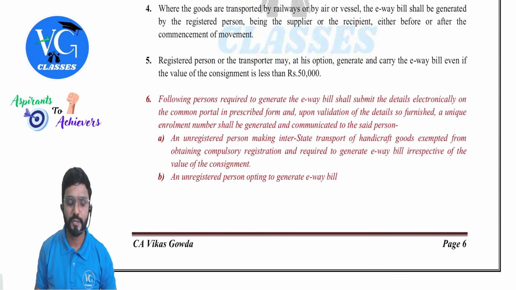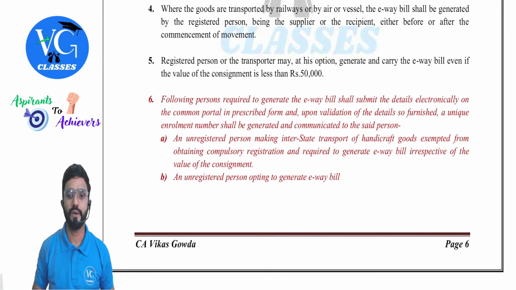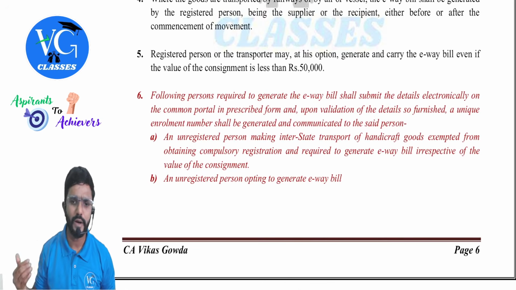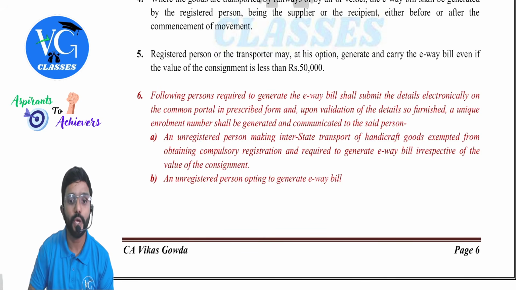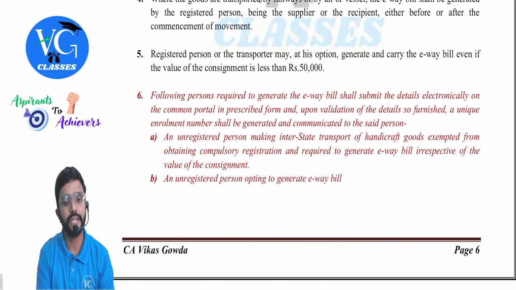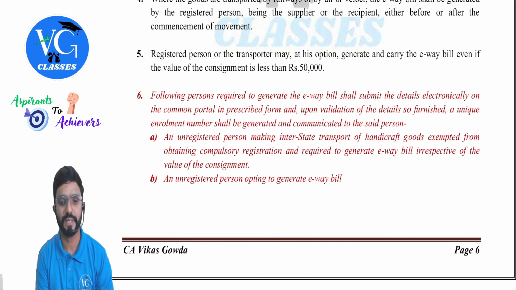What is it? This you see here. Sixth point I have added. It is a new point, guys. You can also make a note of it, or else you can just refer to this material, the soft copy. Yes. The following persons required to generate the e-way bill shall submit the details electronically on the common portal in the prescribed form, and upon validation of the details so furnished, a unique enrollment number shall be generated and communicated to the said person. Who are those persons?